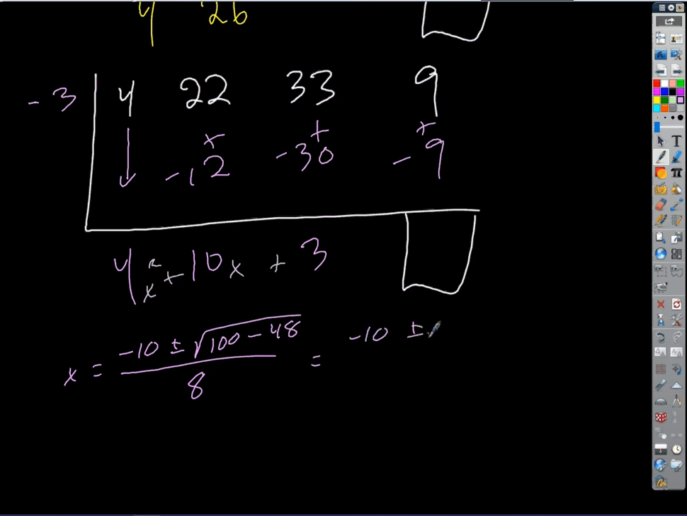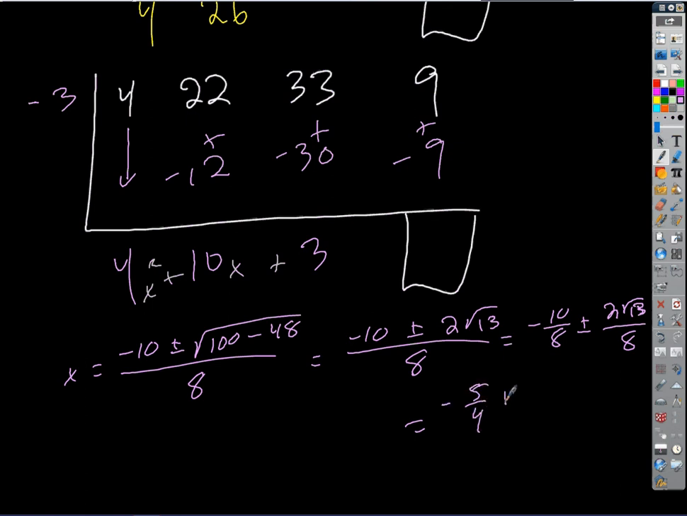So I end up with -10 plus or minus the square root of 52. 52 is just 4 times 13. Right? Yeah. And then I could just break this into parts: -10/8 plus or minus 2 radical 13 over 8, and I could simplify both of those. So 10 over 8 is 5 over 4, plus or minus 2 over 8 would reduce to 1 over 4, right? So plus or minus square root of 13 over 4. You guys can do that part. That's no big deal, right?